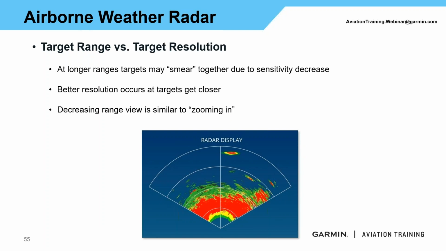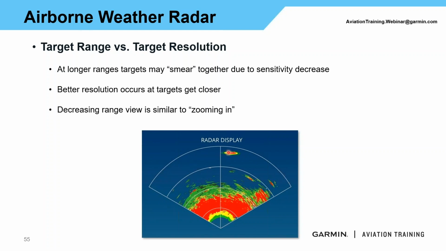Target range versus target resolution. Just like the sensitivity, the farther away you get from the antenna, the less sensitive that signal is going to be, and also the ability for the system to receive that information. So I'm starting with my antenna, a very focused area. This is not a very large area from left to right. So it's kind of the same pixels or boxes, if you will, right here that I have all the way at the end of my scope.